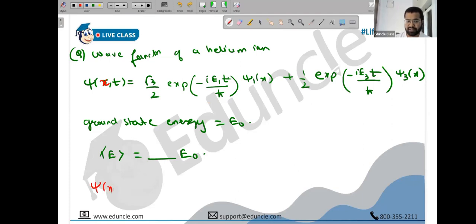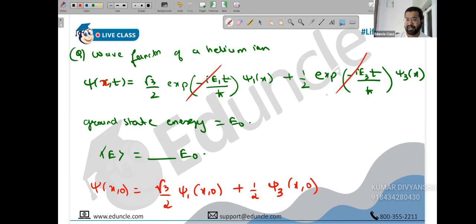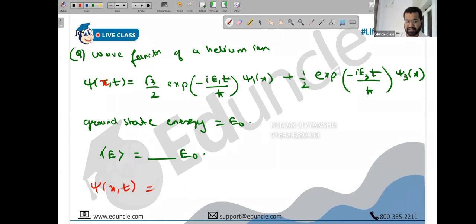You can go back and write what is the wave function at psi of x comma 0. For that, you have to remove this. All that you are going to get is what? Root 3 by 2 psi 1 of x comma 0, and you can say 1 by 2 psi 3 of x comma 0. Basically, you have made it time independent. Or if you don't like this, then you can just say this is root 3 by 2.